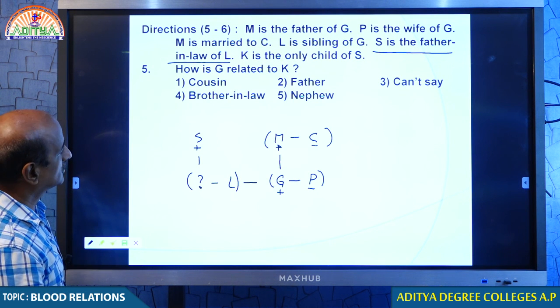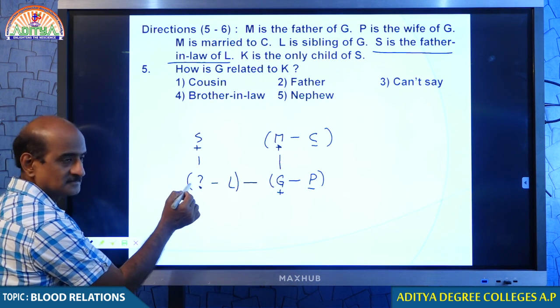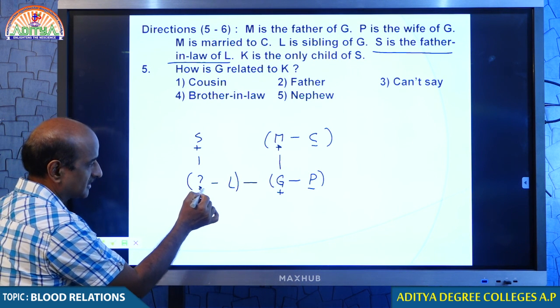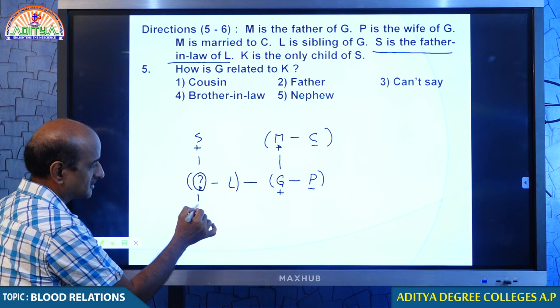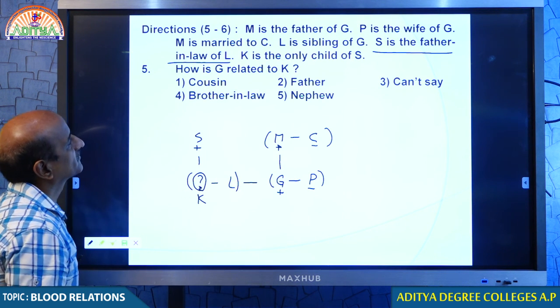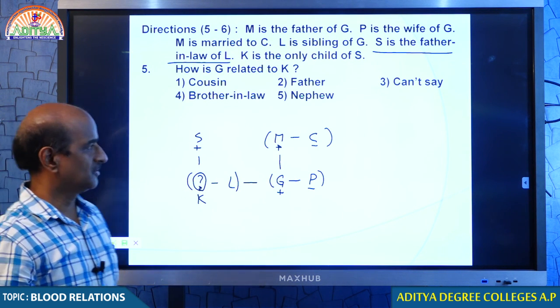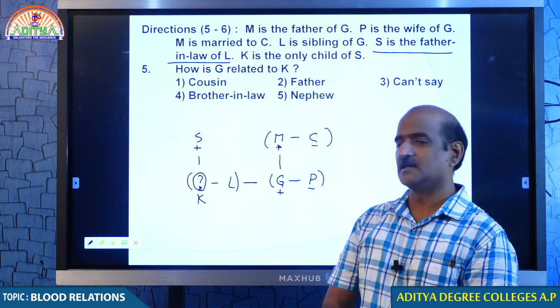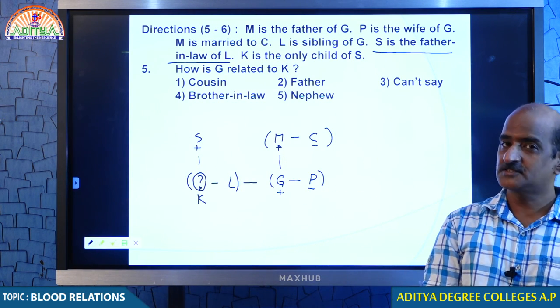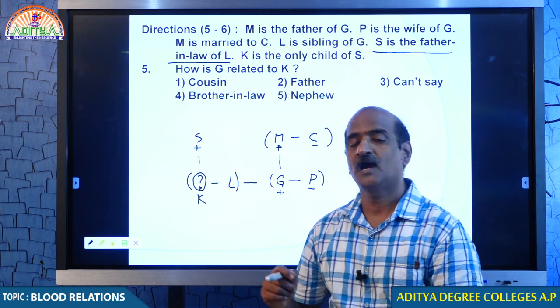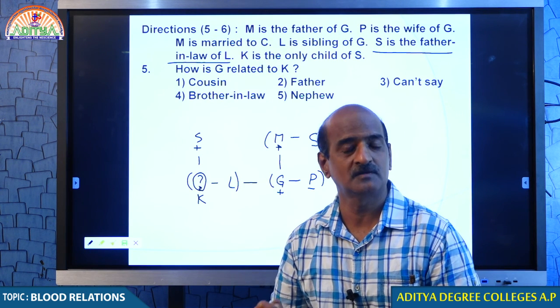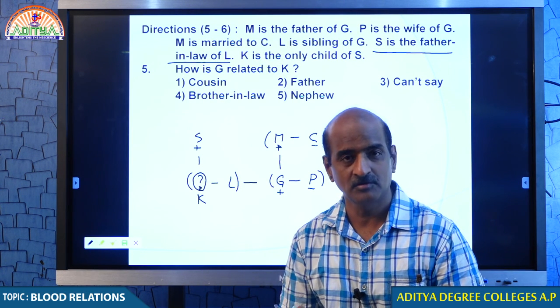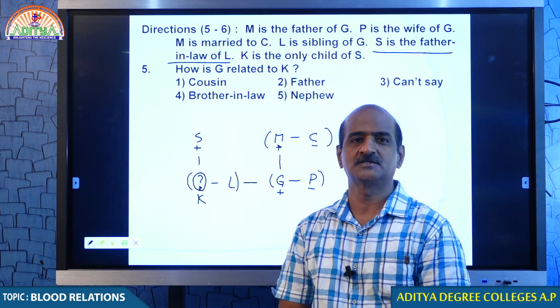K is the only child of S. K is the only child. So this person is no other than K. So still the problem is we don't know the genders of K and L. Did you understand? We have to get some information to confirm the gender. If we don't know the gender, keep the information straight.